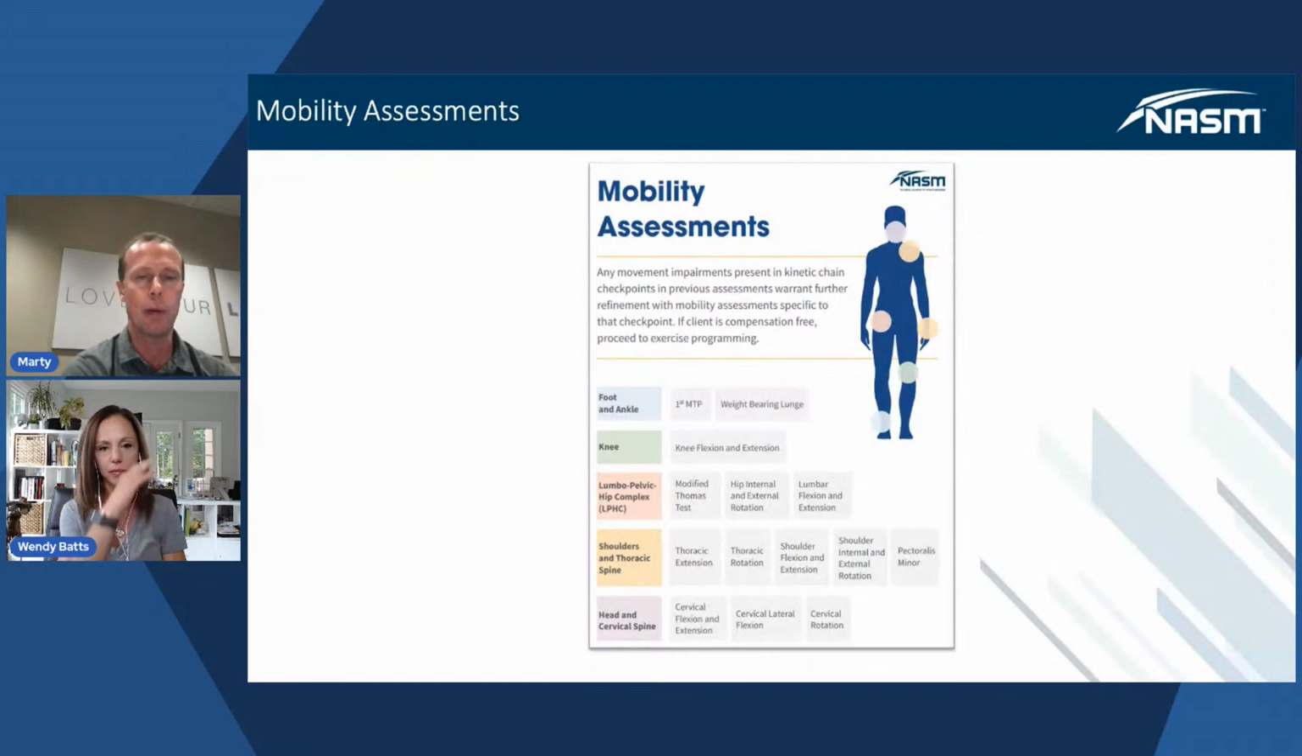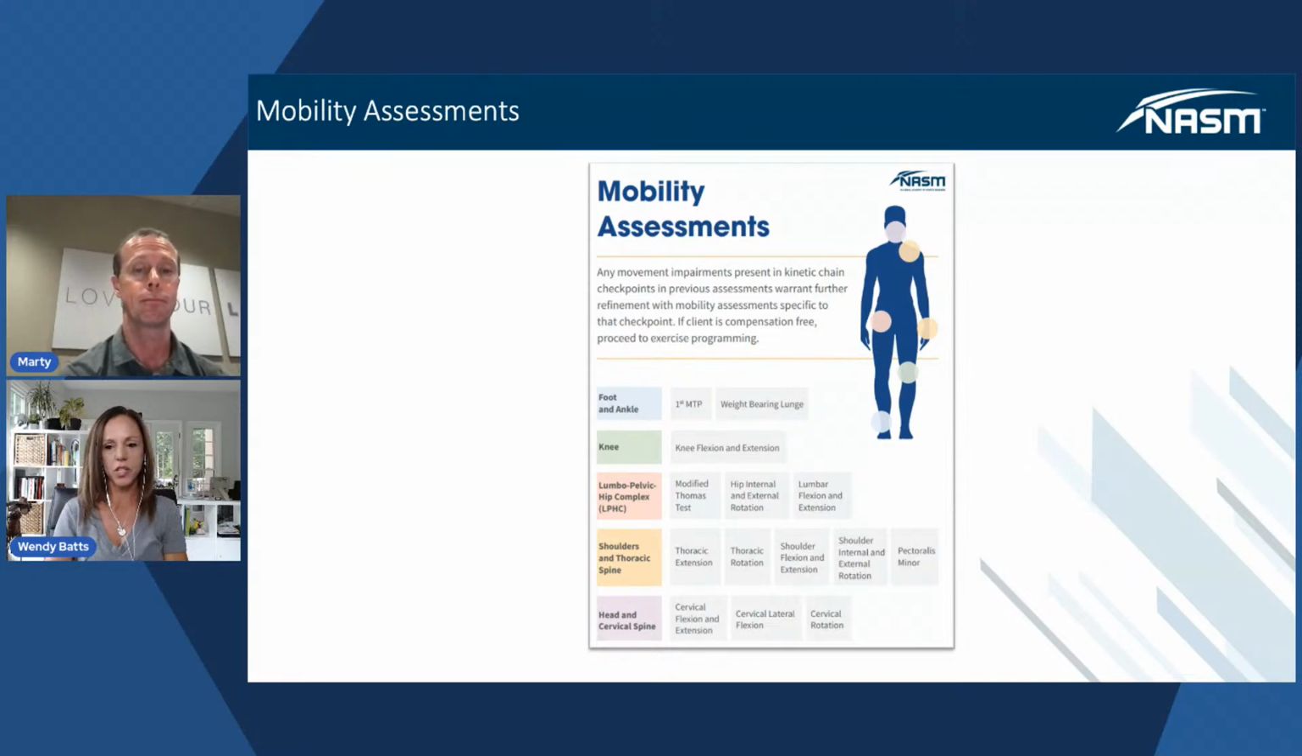So Wendy gave you great advice about carrying those templates around with you, but really, really commit to focusing on this for everybody, regardless of their goals, regardless of their fitness level. Corrective exercise is a must for everybody.